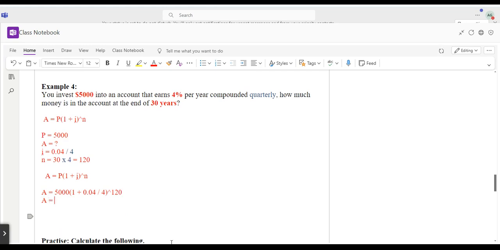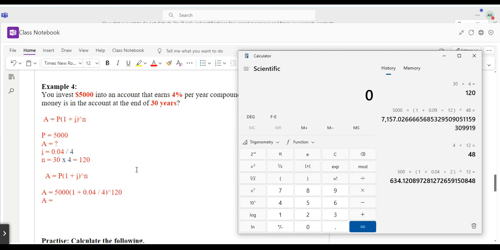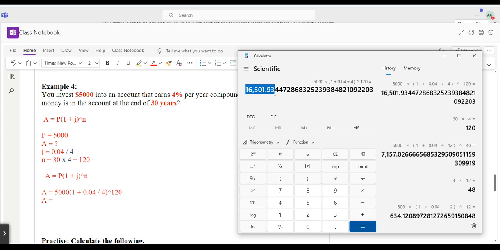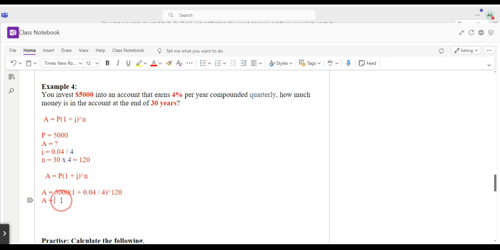So A will be equal to what? Well, we take our 5,000, bracket 1 plus 0.04 divided by 4, close the bracket, to the power of 120. And so we're going to get this 16,000 number. So it's 16,501.93. The number at the end is a 4, which is 4 or less, and so we will round down. And so this will be our answer that we get.